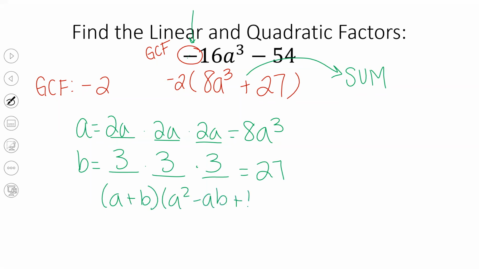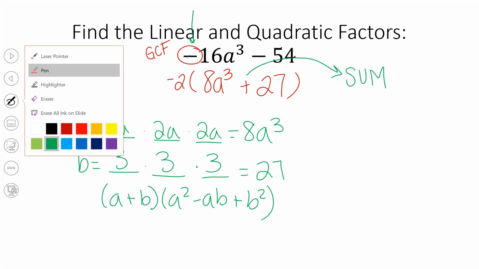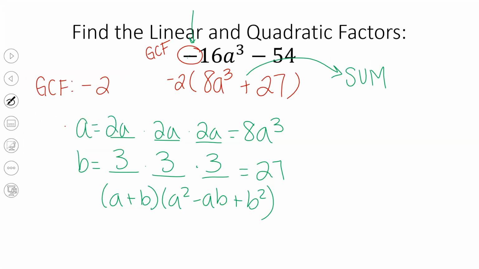Since this is a sum problem, I need the sum formula. And I hope you have them written down because they are not given to you on your test or your quiz. Everywhere I see the letter A, what am I putting there? 2A. Everywhere I see the letter B, what am I putting there? So I have a 2A plus 3.